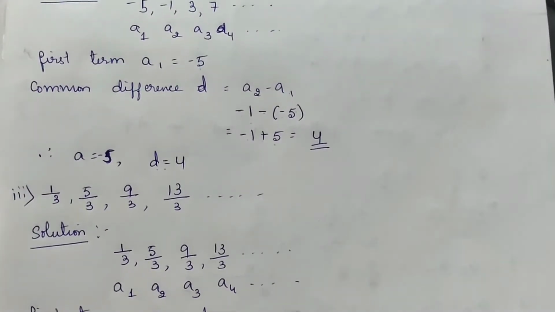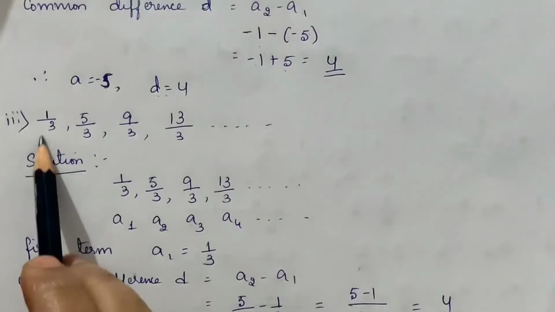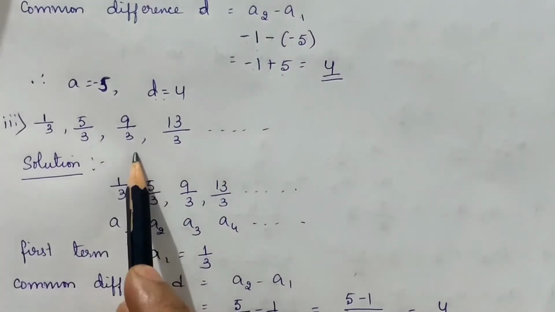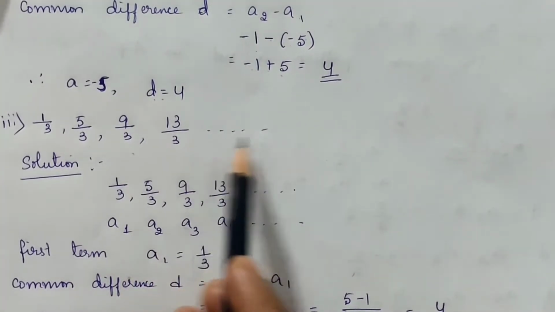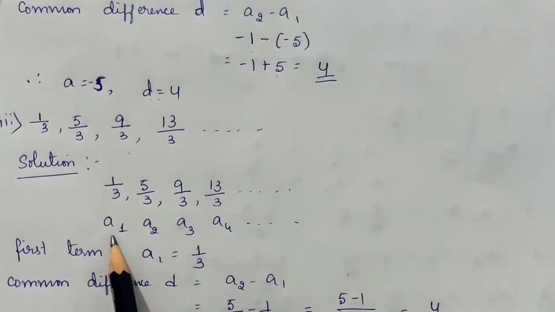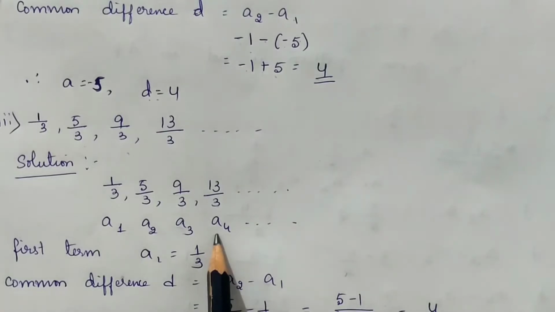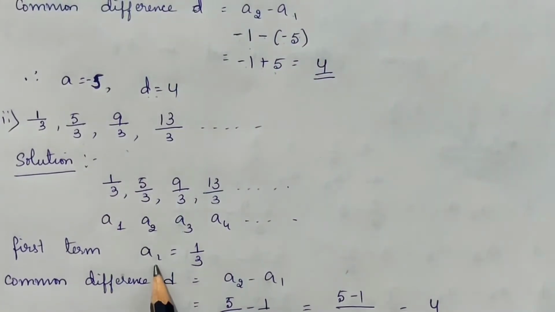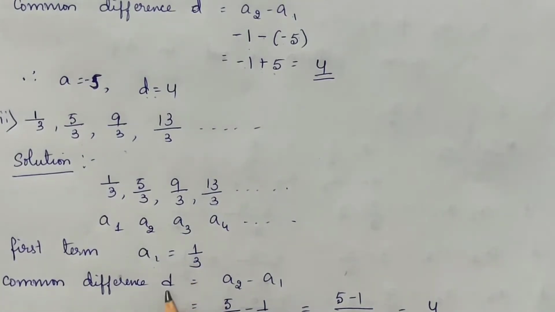The next question in this exercise is 1 by 3, 5 by 3, 9 by 3, 13 by 3 and so on. Now write the pattern. Write A1, A2, A3 and A4. The first term is 1 by 3. That is, A1 is equal to 1 by 3.